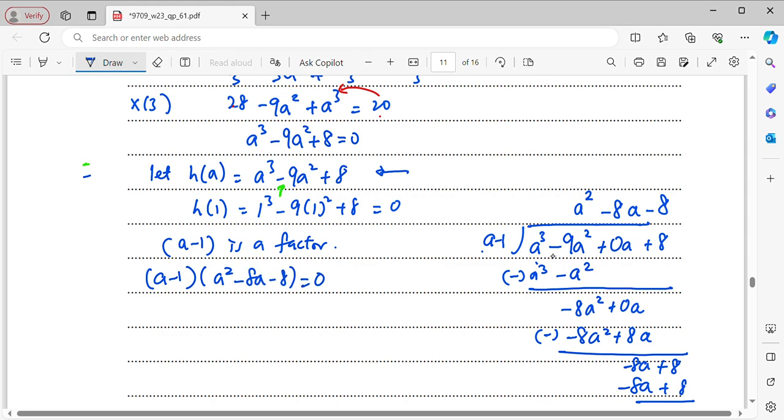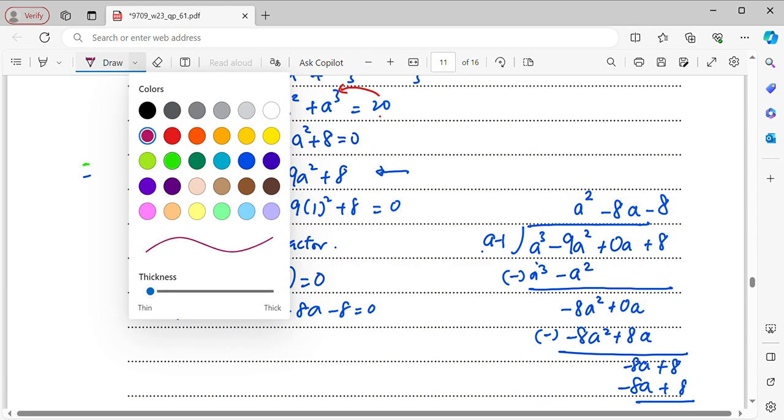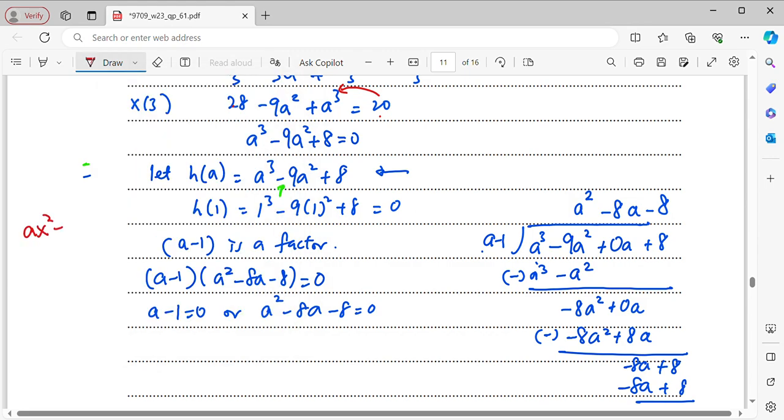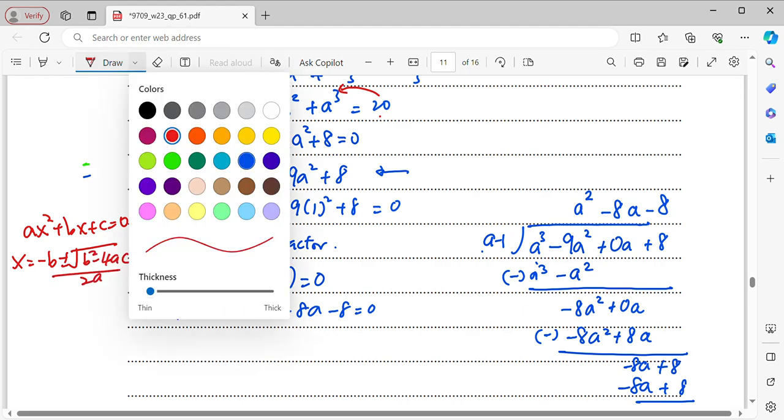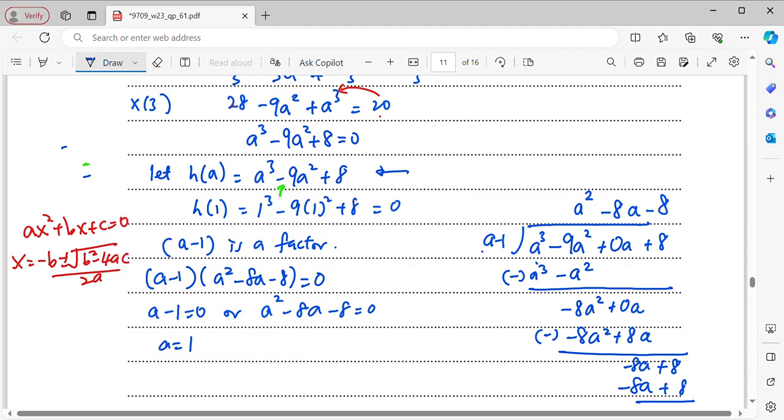Then for the quadratic equation, okay, so from here, I will get either a minus 1 be 0 or a squared minus 8a minus 8 equals to 0. Now, for your information, if let's say you are given ax squared plus bx plus c equals to 0, to find the x, it will be minus b plus minus square root of b squared minus 4ac over 2a. Okay, so now I have to use this formula to get the a. So now my a, instead of x in the formula, now becomes a.